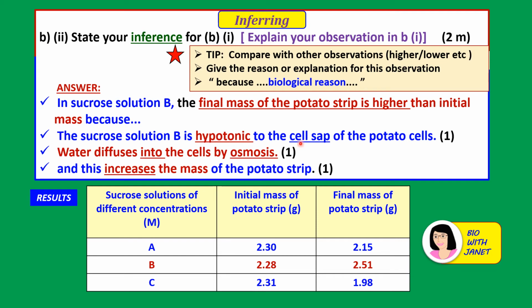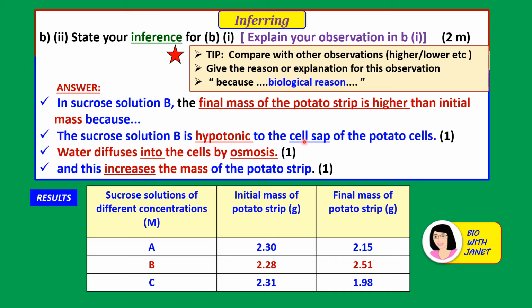And you must mention cell sap, not just hypotonic to the cell. It's hypotonic to a fluid in the cell, and that fluid is the cell sap. If you don't write the word cell sap, you may not get the mark. Now, water diffuses into the cells, not out of the cells, into the cells, and the process is osmosis, from a region of higher water concentration outside the cell to a region of low water concentration in the cell. And this increases the mass of the potato strip. That's why it became heavier after soaking in the sucrose solution. So 1 mark for each of these parts.